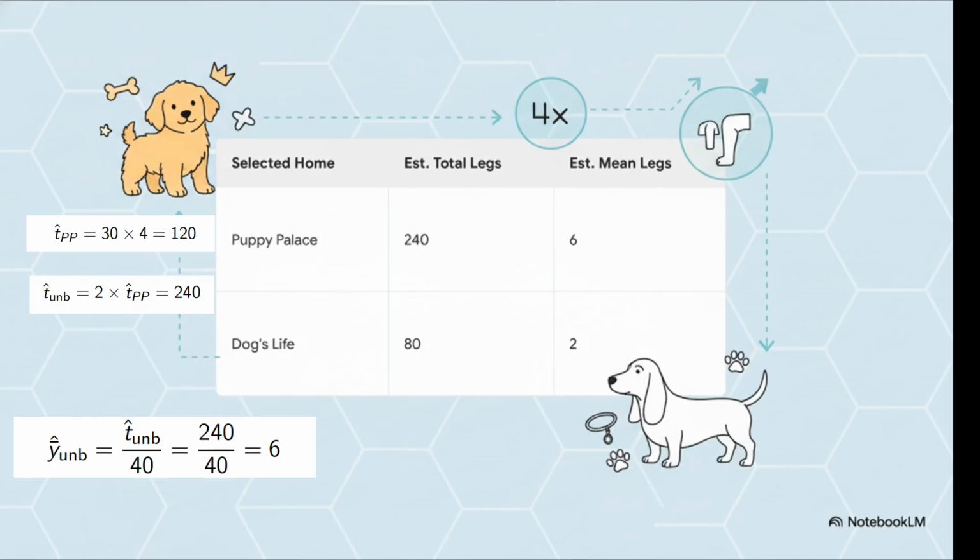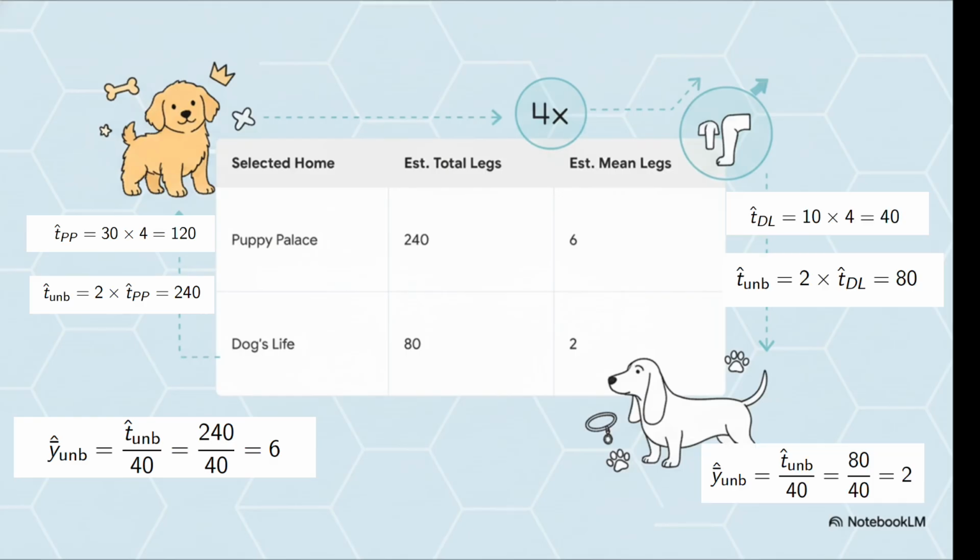Okay. What if we picked Dog's Life? The estimated home total is 10 times 4, which is 40. The population total estimate is 2 times 40, which is 80. And the mean is 80 divided by 40, or 2 legs per puppy. I mean, come on, our estimates are either 50% too high or 50% too low.